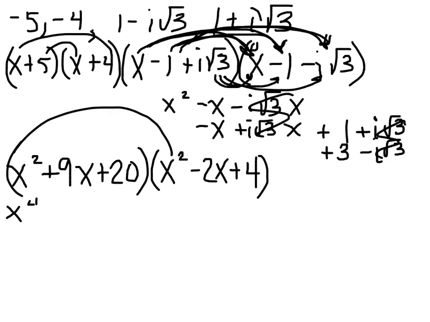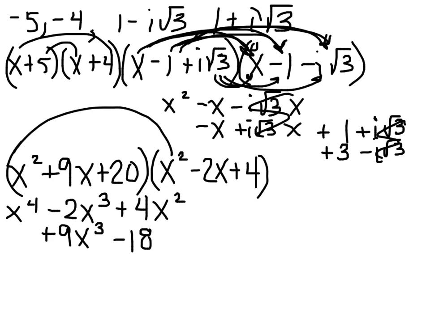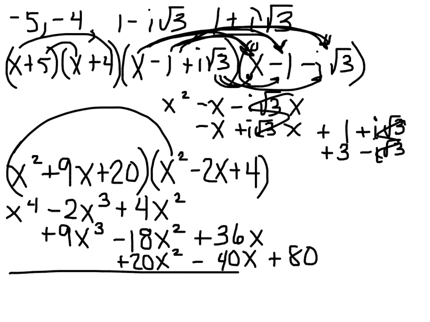X squared times x squared. X squared times negative 2x. And x squared times 4. 9x times x to the third. 9x times negative 2x. And 9x times 4. Twenty times x squared. Minus 2x times 20. And 20 times 4. So if I combine all my like terms, I get x to the fourth. What's 9 minus 2? What's 4 minus 18 plus 20? Oh, okay, so that's, yep. What's 36 minus 40? 4.